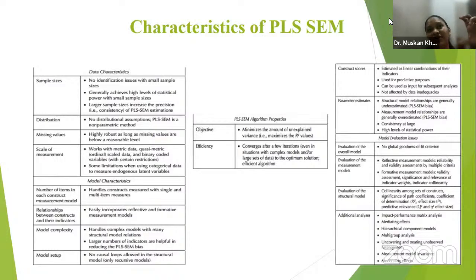Like if I have the variable work environment and I'm trying to connect it with job satisfaction or with turnover intention, in that case I have to put the independent variable on one side and the dependent variable on the other side, and I have to give the arrows so that it connects the independent variable to the dependent variable. In the case of mediation, we have an independent variable, a mediator, and a dependent variable.